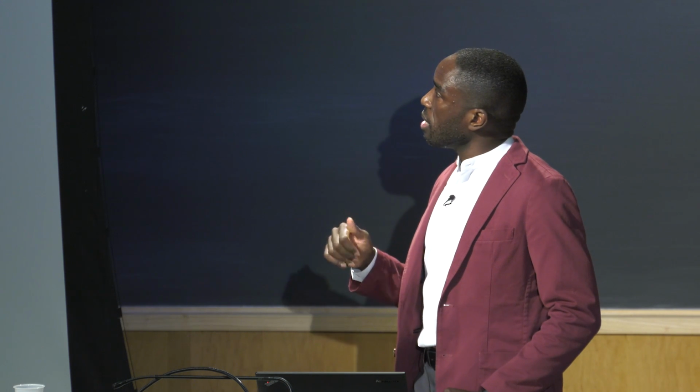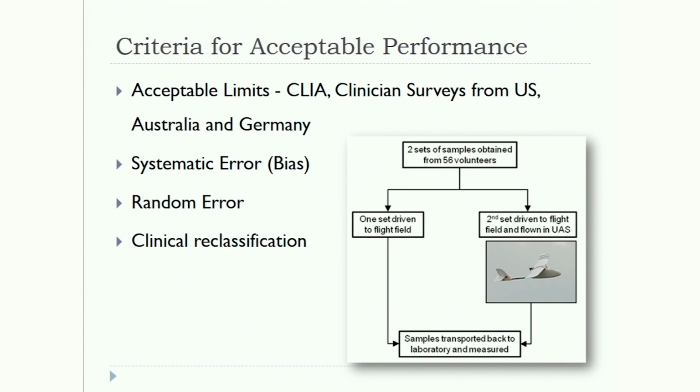For each paper, we had different acceptability limits. This shows you the criteria for acceptable performance for our chemistry, hematology, and coag paper. So we looked at acceptable limits as defined by clinical bodies. We looked at systematic error. We looked at random error and clinical reclassification.